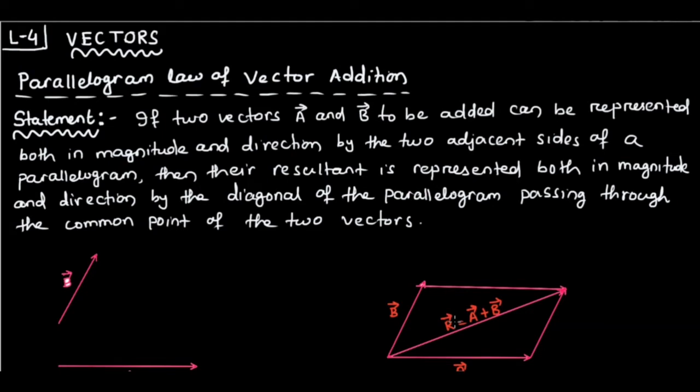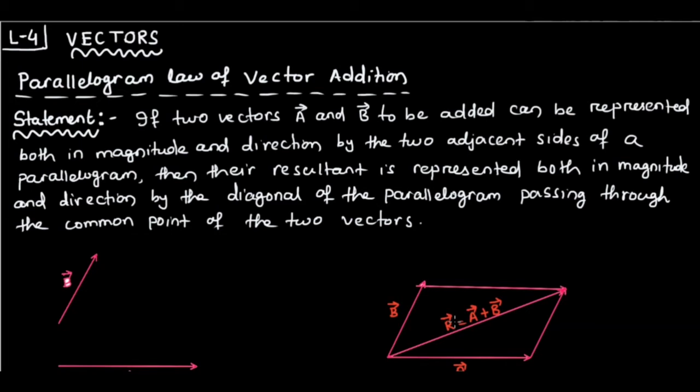In the previous lecture, we had discussed the triangle law of vector addition and derived the expression for the magnitude and direction of the resultant vector. Today, in this lecture, we will discuss the parallelogram law of vector addition. This law is also used to add two vectors. Today, we will discuss its statement, its geometrical interpretation, and again derive the expression for the magnitude and direction of the resultant vector.